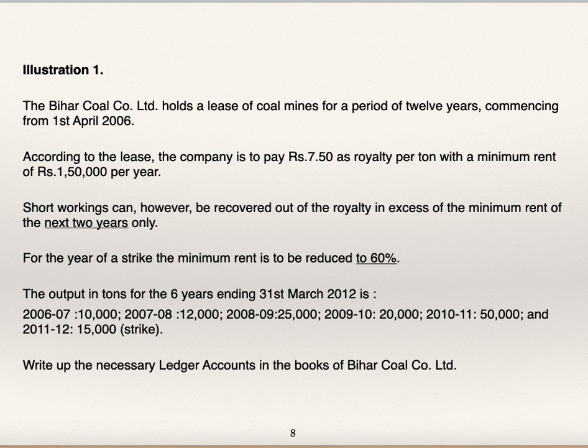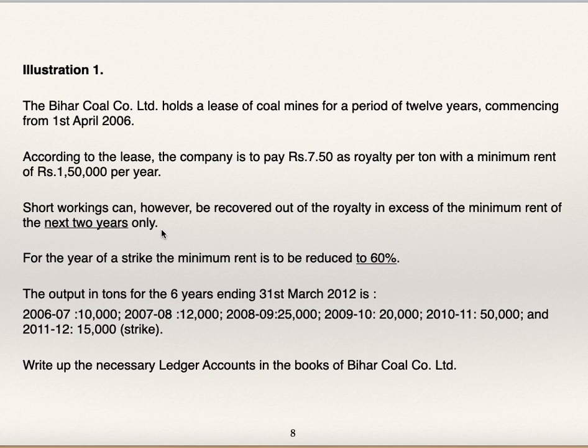Now we'll go to illustrations. We'll see first illustration. Bihar Coal Company Limited holds a lease of coal mine for a period of 12 years commencing from 1st April 2006. According to the lease, the company is to pay rupees 7.50 as royalty per ton with a minimum rent of rupees 1,50,000 per year. Short working can, however, be recovered out of royalty in excess of minimum rent of the next 2 years only.